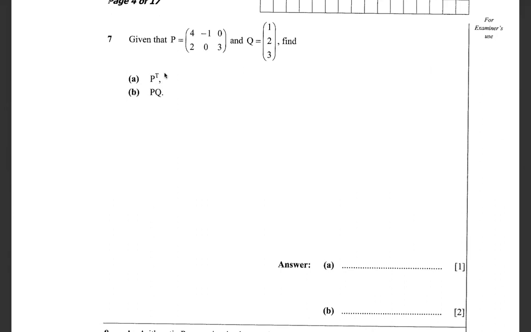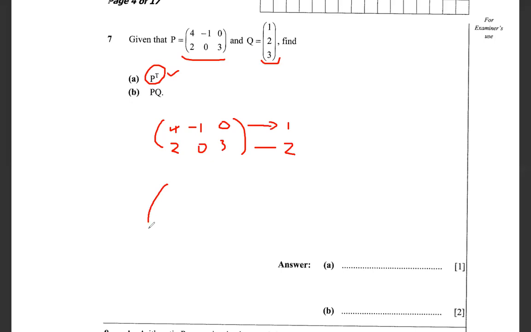So we are now on matrices where we are given the matrix P and the matrix Q. And we are told that the first one, we just need to transpose what we have. So what we have here is a 4, -1, a 0, we have a 2 here, a 0, a 3. This is row number 1. This is row number 2. So transposing it, row number 1 will be written as column number 1.